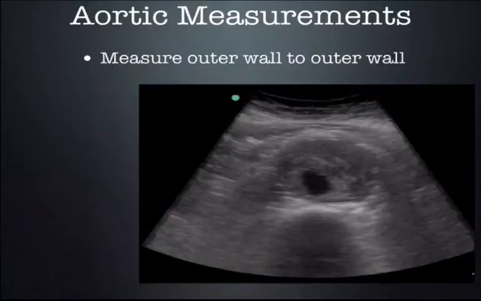Now, you recall I mentioned measuring outer wall to outer wall. You can tell here this image is slightly overgained. It can be a little bit difficult to tell exactly where the aortic wall ends and begins. Now, you may have a temptation to measure right here, and you can see what we have is a 2.2 centimeter aortic lumen.